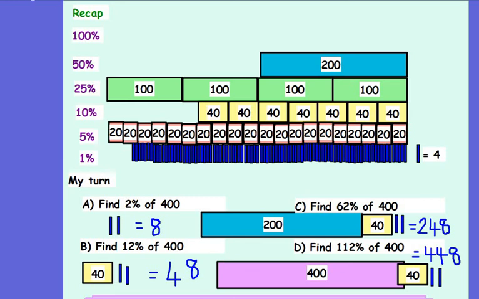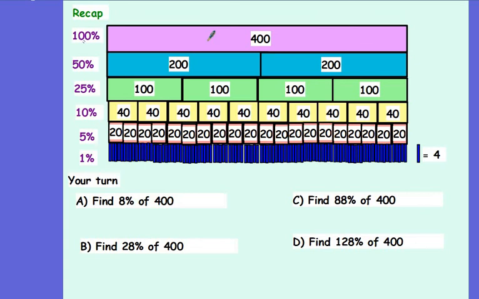Over to you, Year 7. In your light blue books, using the bar model to help, can you find 8% of 400, 28% of 400, 88% of 400 and 128% of 400? Use the bar model to help, see which ones you need to combine up to give you these percentages. Pause the video and have a go at that in your light blue books now please. This should take about 5 to 10 minutes.